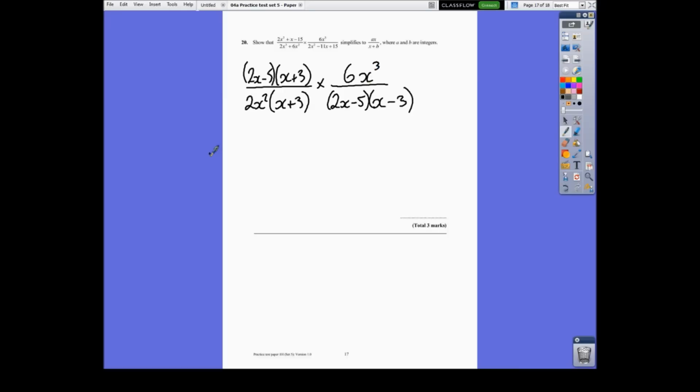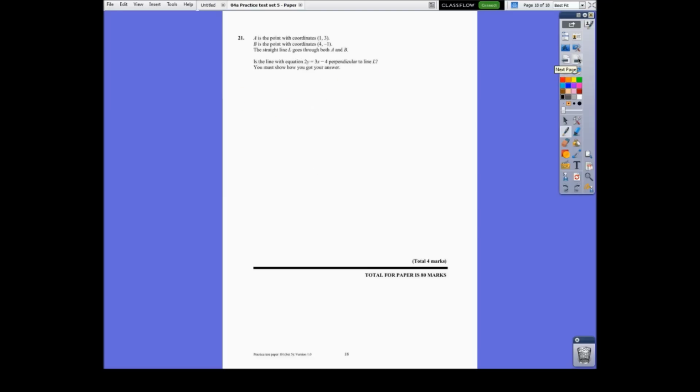Now, lots of things cancel out there. So the 2x minus 5 will cancel with the 2x minus 5. The x plus 3 will cancel with the x plus 3. The 2 will cancel with a 6, and the 6 will just become 3, because 6 divided by 2 is 3. And the x squared will cancel with the x cubed to just leave x. So we are left with just 3x on top and x minus 3 on the bottom. Really important you look for clues on those, because if something is going to cancel out, they must have the same brackets in. So if you do the easiest ones first, then that can often give us clues to the more difficult ones.